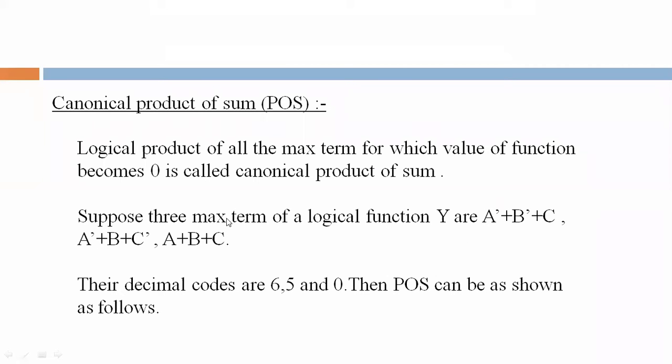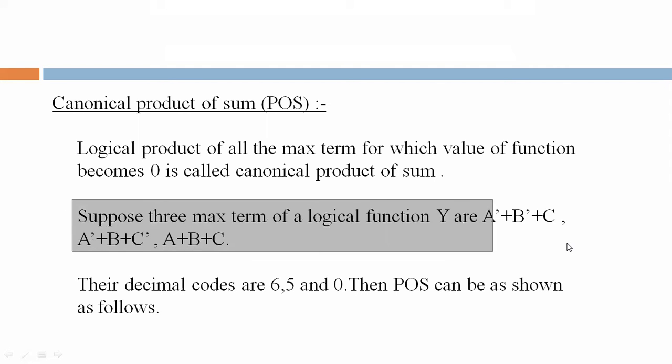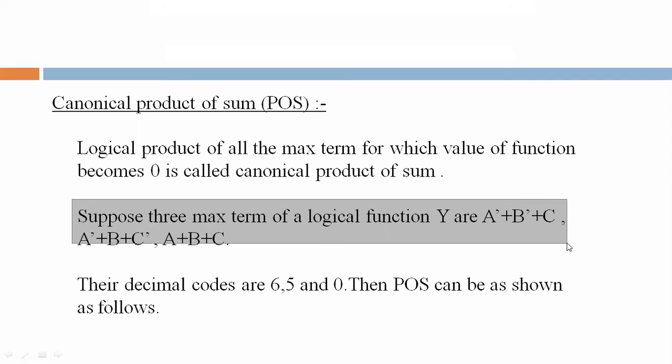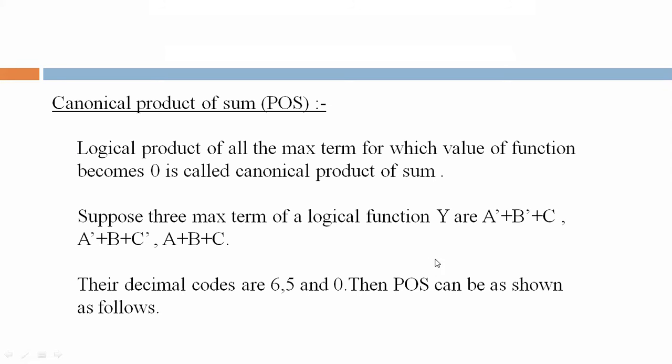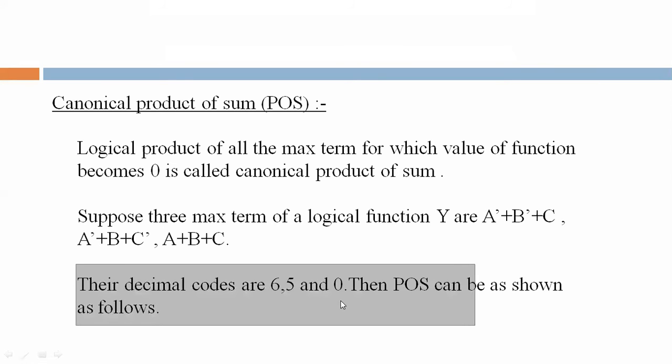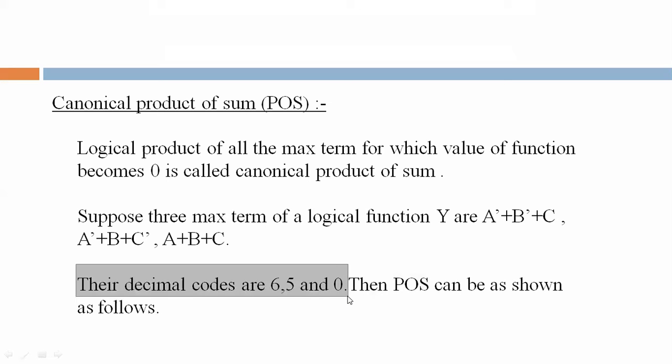Here the plus sign is represented, but it will be in bracket form, and if we multiply those, we get 0. That is called a product of sum. Suppose the 3 max terms of logical function y are a dash plus b dash plus c, second a dash plus b plus c dash, third a plus b plus c. So the decimal codes are 6, 5, 0. See that this is the reciprocal of the above sum of product.